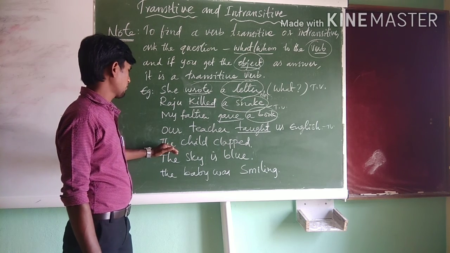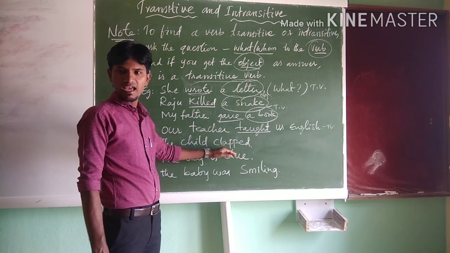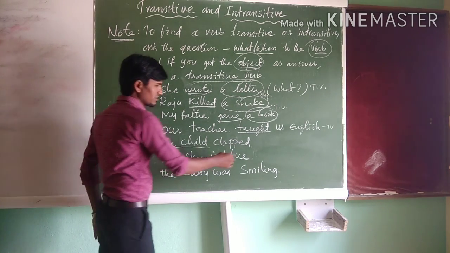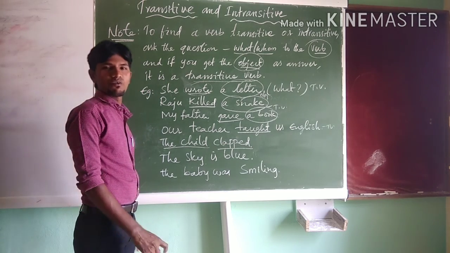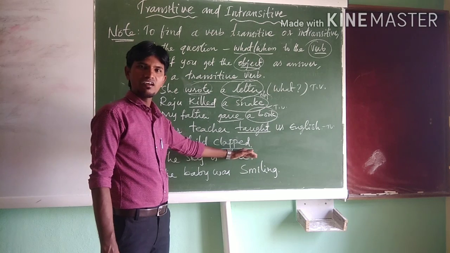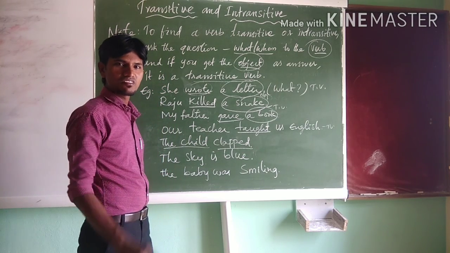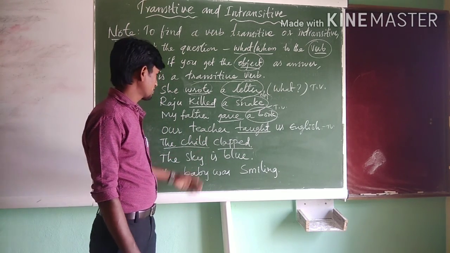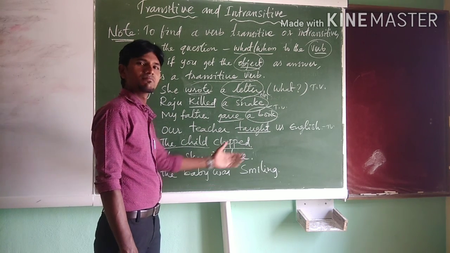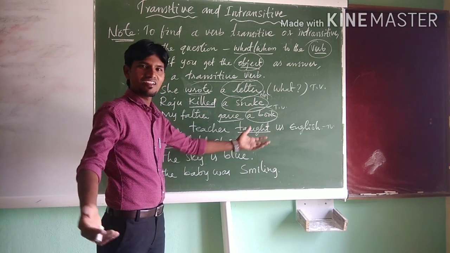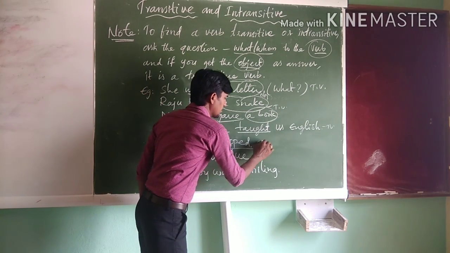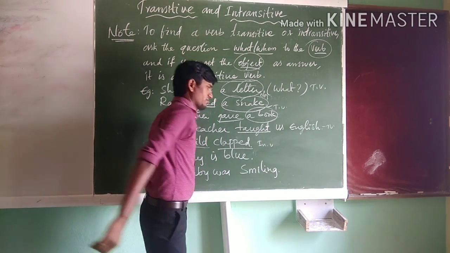So, next example, the child clapped. Here you can see, there is only the subject, the child. Clapped is the verb. It does not have a word or a group of words to complete its meaning. Why did the child clap? No answer. So we are not getting an object as the answer. Therefore, it is an intransitive verb.